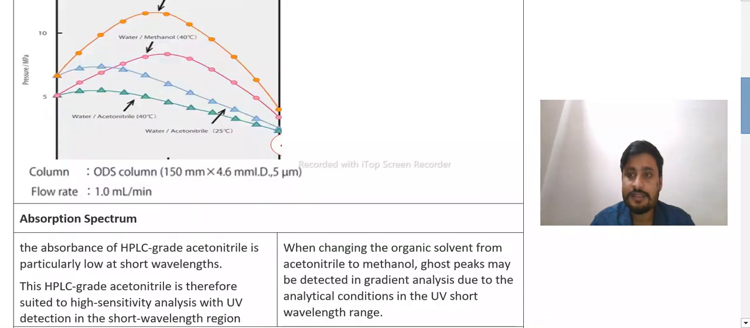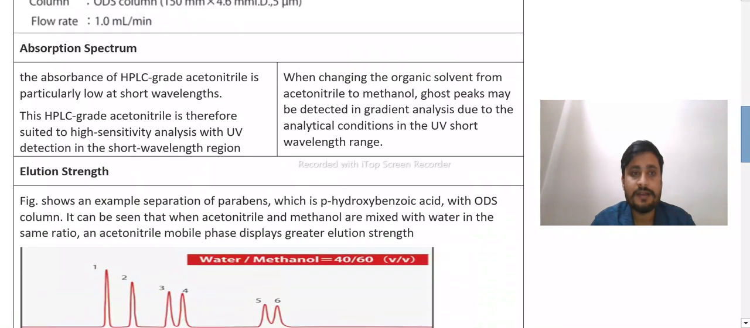Okay, now the next comparison topic is absorption spectra. If we use methanol as our solvent, what do we get? We get a lot of interference on the lower wavelength side. If we use methanol and you want to use a wavelength of 204 nanometer for your drug substance or drug product analysis, you get a lot of ghost peaks due to the use of methanol.